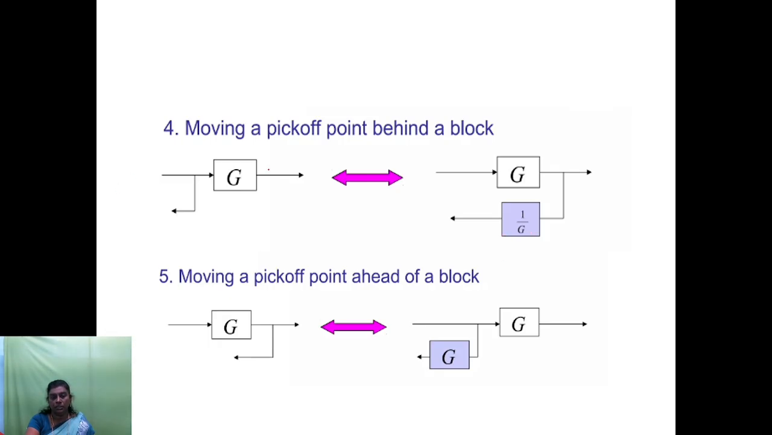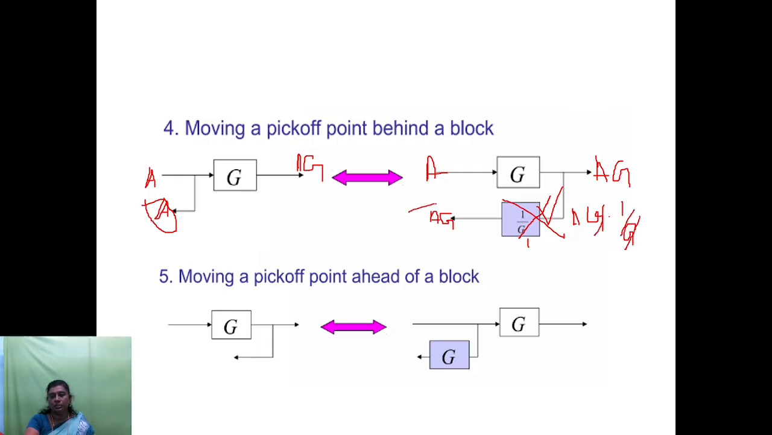Why I am doing this: suppose I give an input A, at this point also I will get the input A. But at this point my output will be A into G. If I didn't add this block and directly took the output, at this point also I would get A into G, but originally I should get the output as A. So I am adding a block with gain factor of 1 by G, so that if I multiply AG with 1 by G, this G gets cancelled, so I will get only A here.